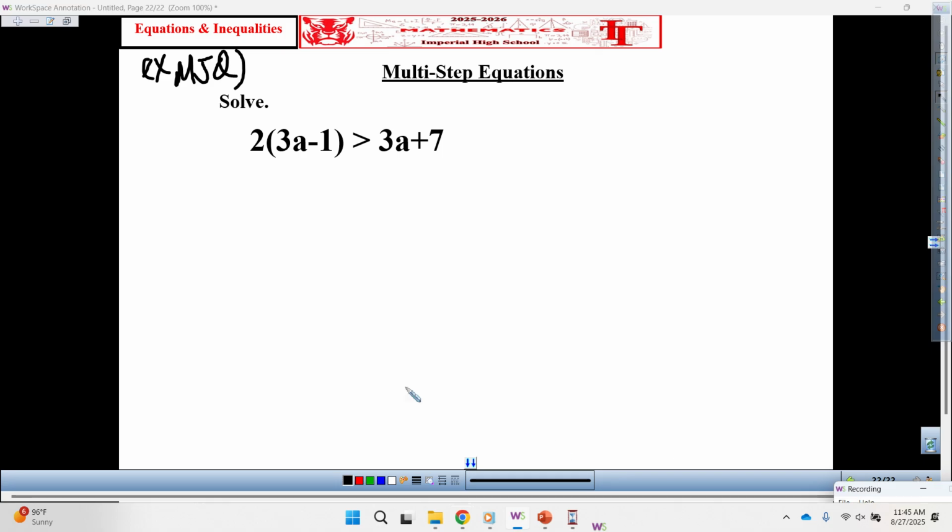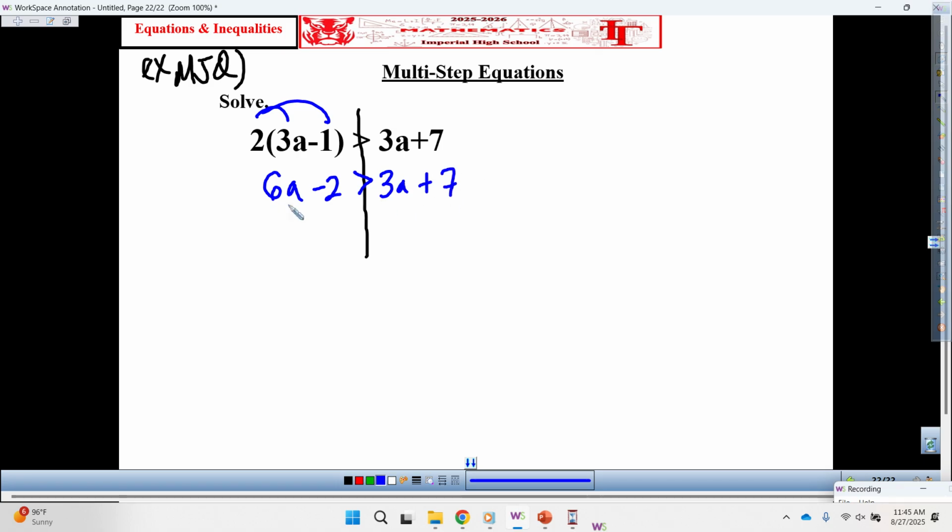All right, here goes the line down the equal sign. Turn to your neighbor, let them know the first thing you're going to do on the left side. Diana Gomez, what do I do? Distribute, so what do you write? 6a minus 2 greater than 3a plus 7.